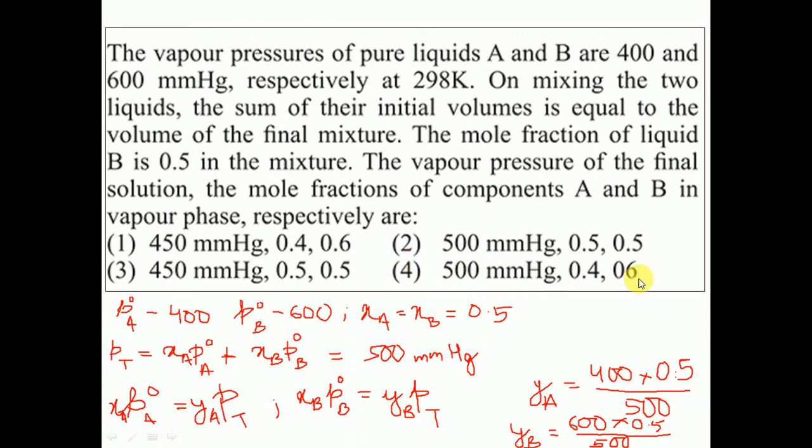So from this discussion, we understood that the first thing we should know is the total pressure, which can be written in terms of the summation of the partial pressures, and the partial pressure can be written in terms of mole fraction and the vapor pressure of the pure liquids. Then, as the solution and the vapor phase, I mean the liquid phase and the vapor phase, are in equilibrium, we can equate the partial pressures, and then we can get the value of the mole fraction in the vapor phase also, right?